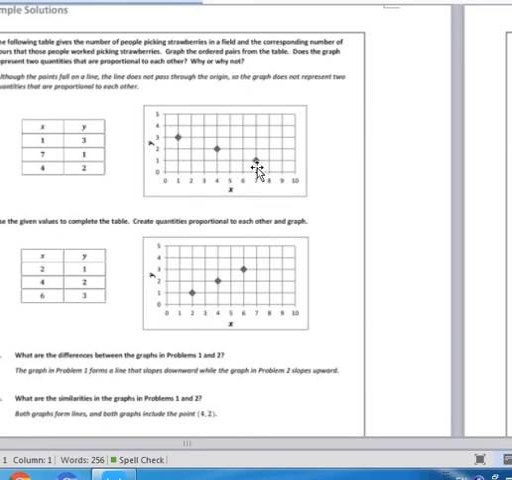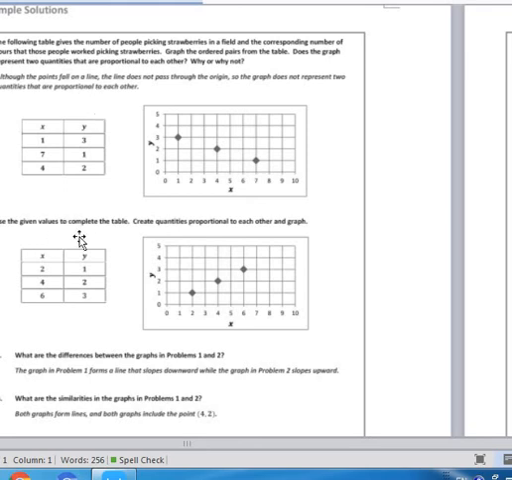Although the points fall on a line, if we draw a line connecting the points, I have here a line. The line doesn't pass through the origin. If you extend your line, it doesn't pass through the origin. So the graph doesn't represent two quantities that are proportional to each other.